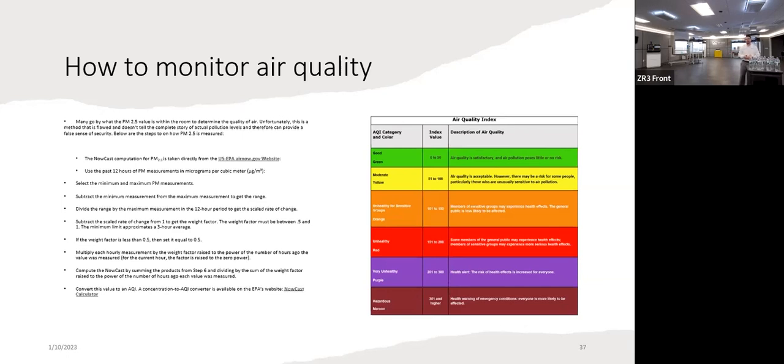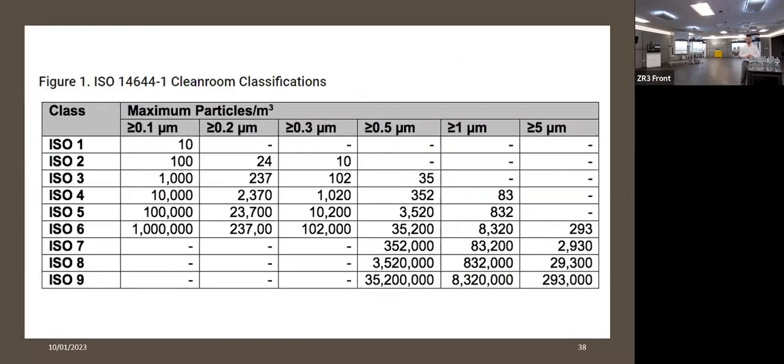The calculations involved with understanding PM 2.5 readings are very complex. You actually use the past 12 hours of the PM measurements in micrograms per cubic meter. You select the minimum and the maximum PM measurements, you subtract the minimum from the maximum, and you get the average range. There are a lot of variables there to play with. And again, it doesn't tell the true story of how clean the air quality actually is. So we need to do better on monitoring the actual air quality. We need to go below PM 2.5, down to 0.3 micron, and if possible, 0.1, but there's not a financially feasible solution yet that can get down to 0.1 micron. But if you have high levels of 0.3, you're going to have high levels of 0.1.